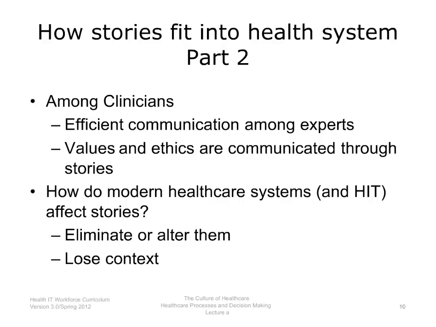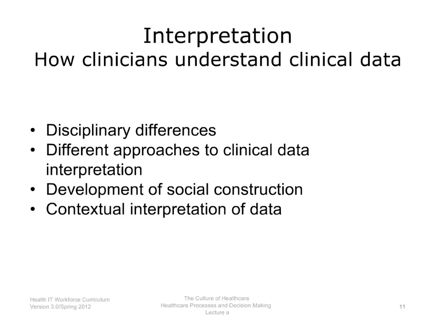As a result, clinicians may eliminate or alter stories, reduce opportunities to hear them, or extract information from them incorrectly, losing important context or details. As clinicians gather information and decide what to do for each patient, their interpretation of the data depends on many factors. First, there are professional and disciplinary differences. A neurologist and a psychiatrist examining the same patient may elicit and focus on very different information and make different sense of it. Clinicians may also use differing approaches to interpreting clinical data as they attempt to reach a diagnosis.